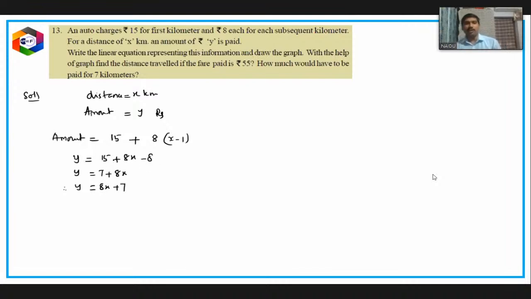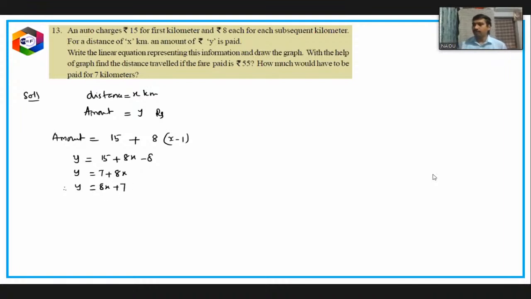Children, listen once again. For distance x kilometers, the amount is y. So the first kilometer's 15 rupees is done. For every additional kilometer, we count after the first. Suppose the total travelled is 10 kilometers, then 8 rupees must be counted for 9 additional kilometers. For the first one, 15 rupees. So the first one I calculated 15, and 8 rupees for x minus 1 kilometers. That is very, very important. So upon multiplying, y equals 8x plus 7. I think it is clear, children.